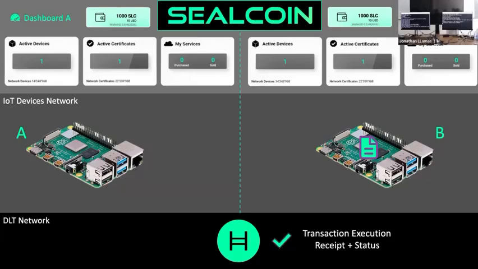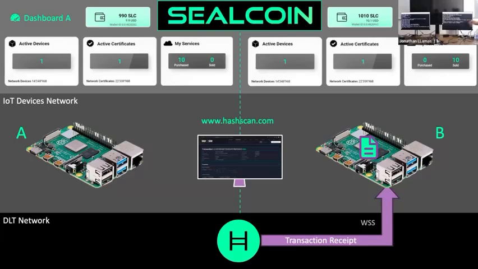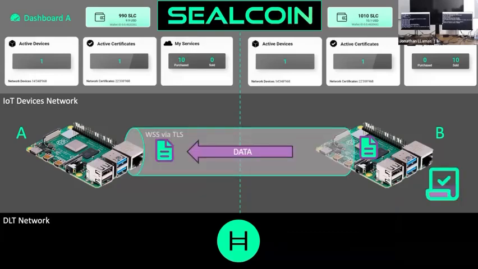Now that Hedera executed the transaction, it sends the transaction receipt to device B. And because this transaction is executed on a public ledger, we can all go into the public ledger to check the transaction status. It's available to everyone. We'll do that right after. Once I, as device B, receive the receipt, I can validate it, and therefore I can send the data.